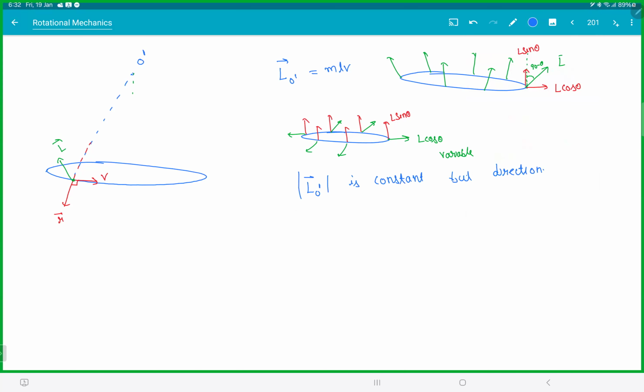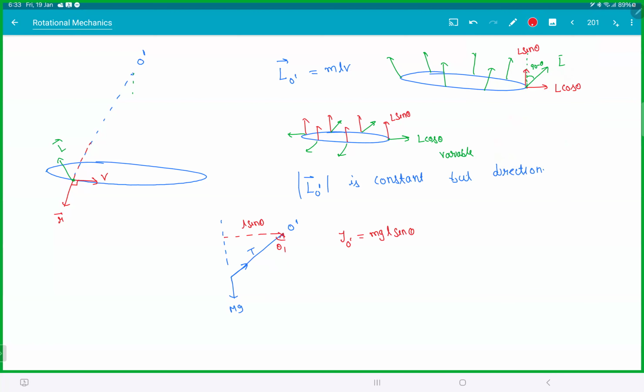And even in that, you'll observe the component of angular momentum is again constant. One component, L sin theta, will remain constant, but L cos theta will change. An interesting thing here, if you look at the torque about O dash: this is mg, and this is tension. If you drop a perpendicular and take torque from here, the perpendicular distance is L sin theta. We have torque about O dash equal to mg L sin theta.